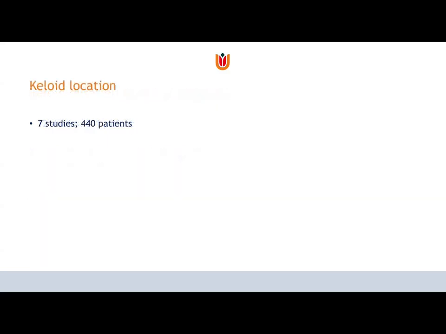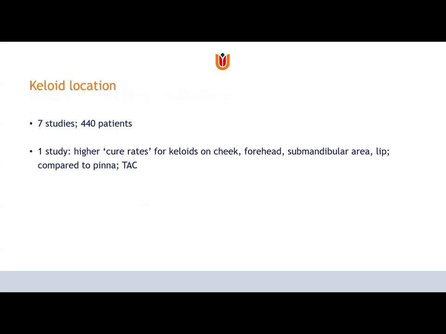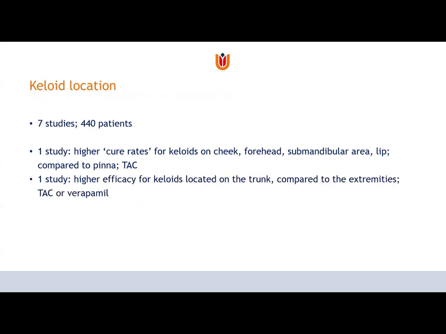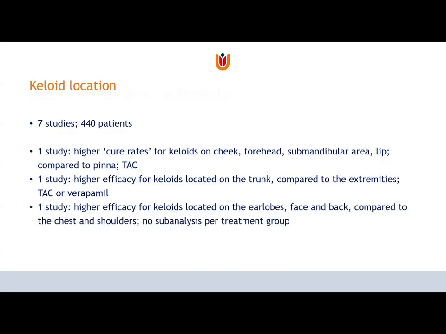Considering the keloid location, there were 7 studies involving 440 patients, and 1 study that used triamcinolone acetonide showed that there are higher cure rates for keloids on the cheek, forehead, mandibular area, and lip when compared to the pinna. 1 study showed higher efficacy for keloids located on the trunk compared to the extremities. In this study, they used either triamcinolone or verapamil.